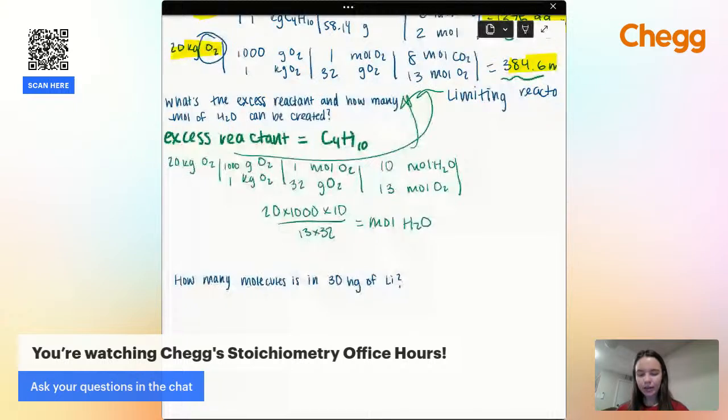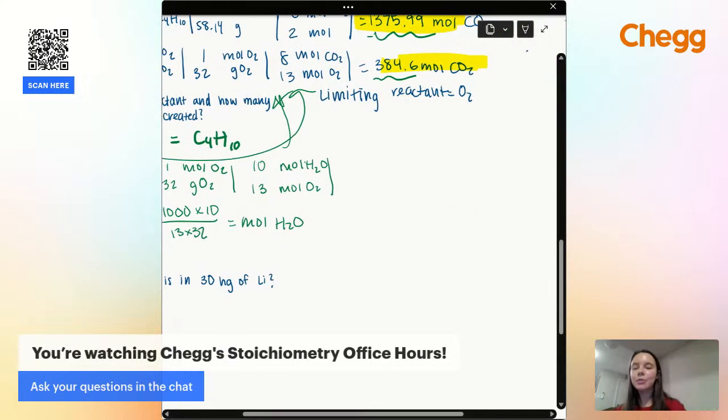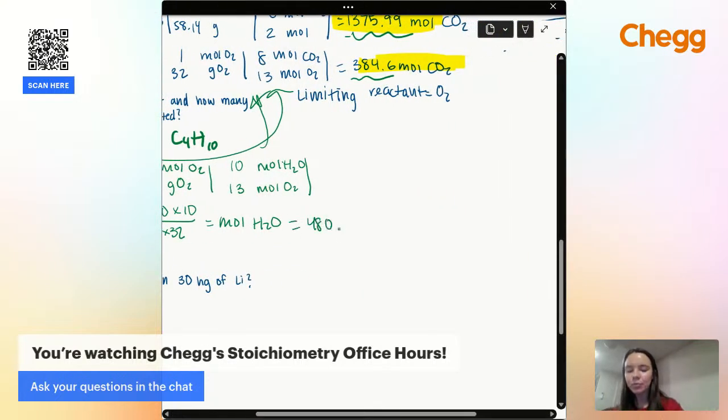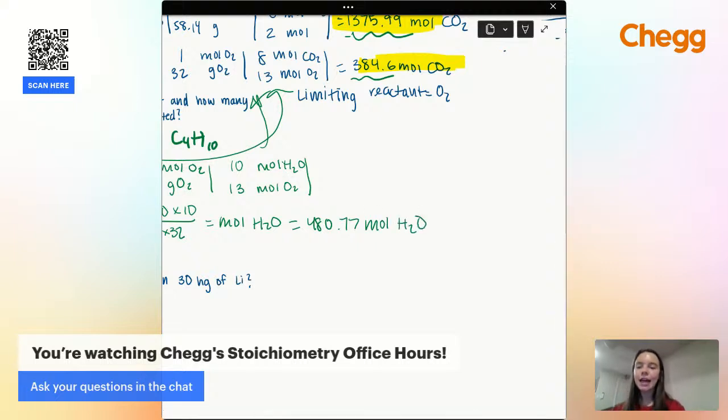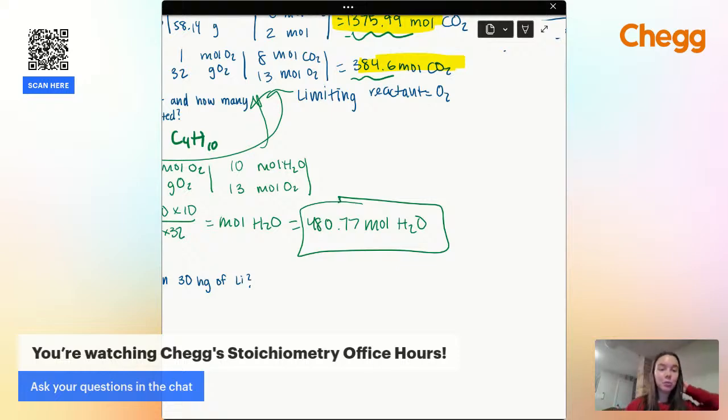20 times 1,000 times 10 divided by 13 divided by 32. So you should have got that we can create 480.77 moles of H2O. If you didn't get that, or if you have any questions, let me know. I'd be happy to go over it in more detail.